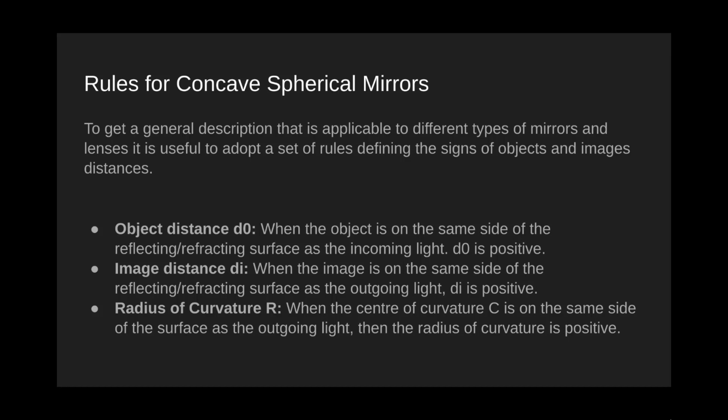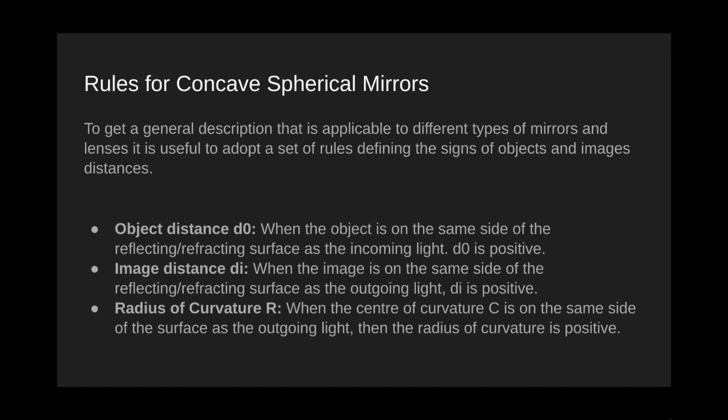So this means that if your object is producing light, and it's on the same side of the mirror as the light that's going in to be reflected, then it becomes positive. With image distance, the image is created by the rays which are reflected. If it's on the same side as the outgoing light, so the reflected light then hits the image, then it's positive. If not, then it'll be a virtual image and it will be negative. And the same with radius of curvature. If the centre of curvature C is on the same side as the outgoing light, the light that's being reflected from the surface, then it's positive.